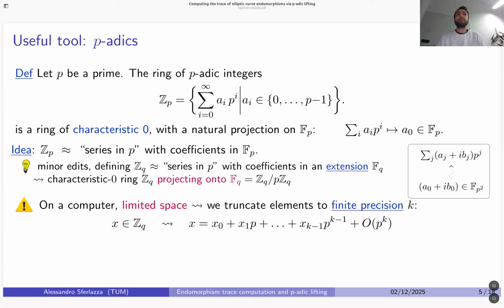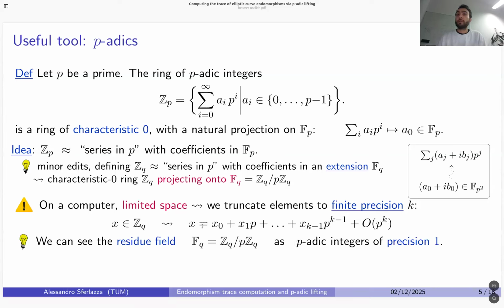Of course, when you represent such numbers, such power series, we cannot represent the whole series because it's infinitely many things. So we truncate elements to finite precision. Let's say we store the first k terms, and then the rest is implicitly collected as big O of p to the k, like multiples of p to the k. But in particular, when we just keep the degree 0 term, and we consider the finite field element as the line below, then we can see finite field elements as just p-adics of precision 1, where everything that is multiplied by p is ignored.